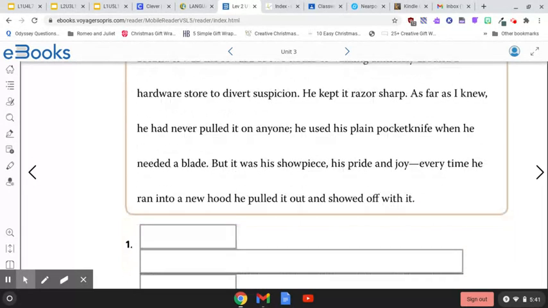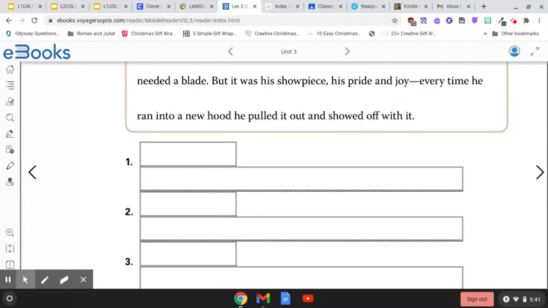Now I want you to complete the activity. You're going to underline the compound words, then write them in the numbers below, and then write a definition based on the parts of the word.